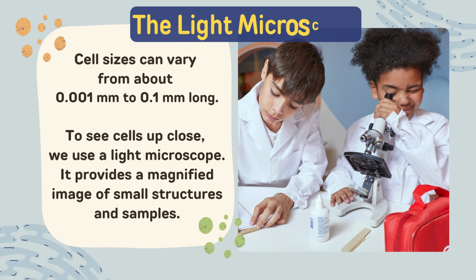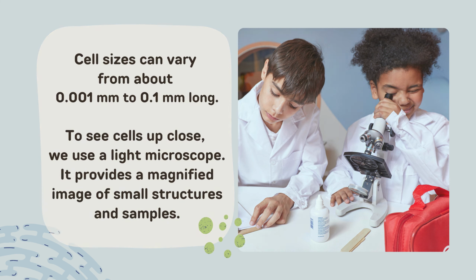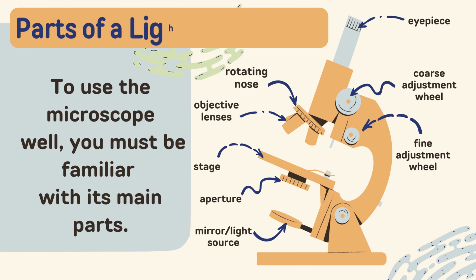Cell sizes can vary from about 0.001 mm to 0.1 mm long. To see cells up close, we use a light microscope. It provides a magnified image of small structures and samples. To use the microscope well, you must be familiar with its main parts.